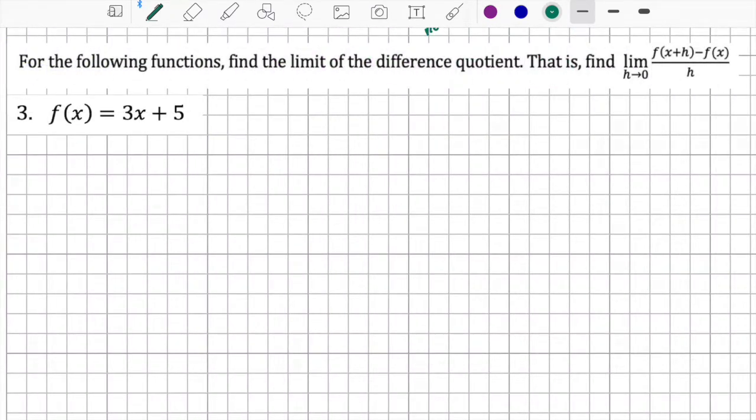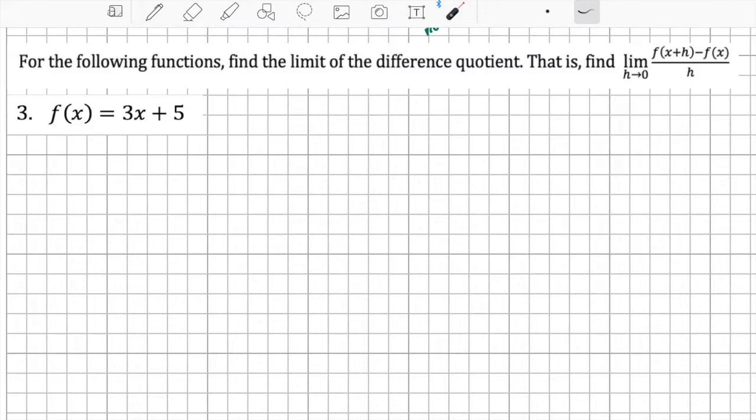Okay, so another very, very important concept in calculus is how to find the limit of the difference quotient. Now, this right here that I just circled, that is the difference quotient. So what we want to do is find the limit as h approaches 0 of the difference quotient.